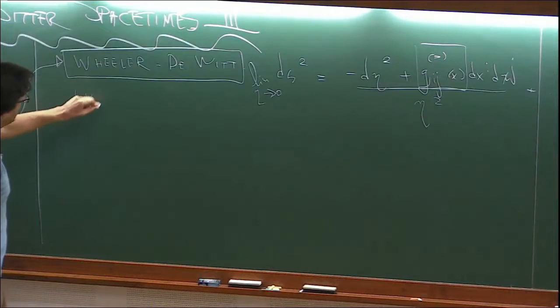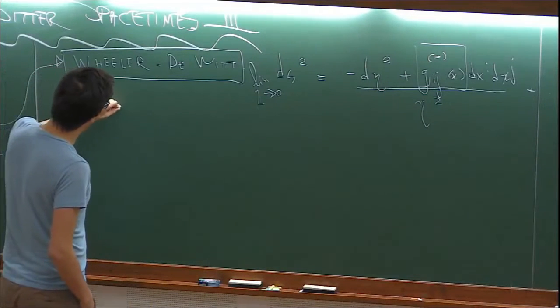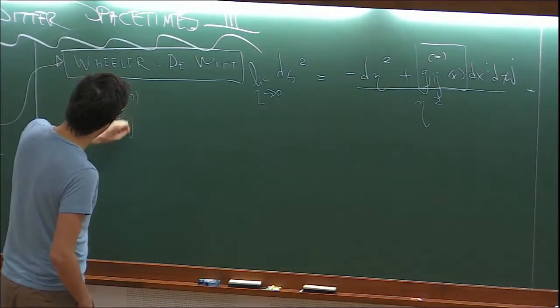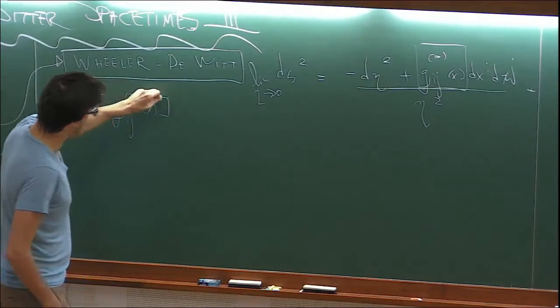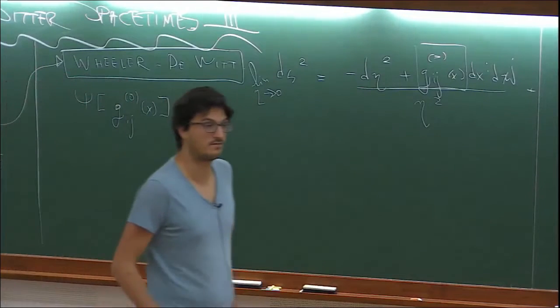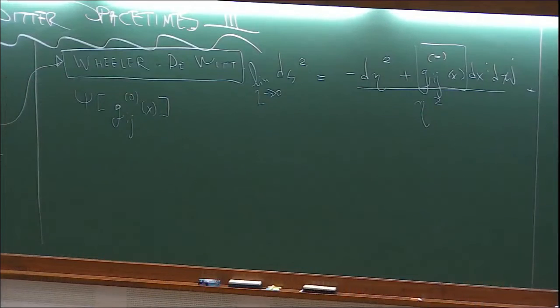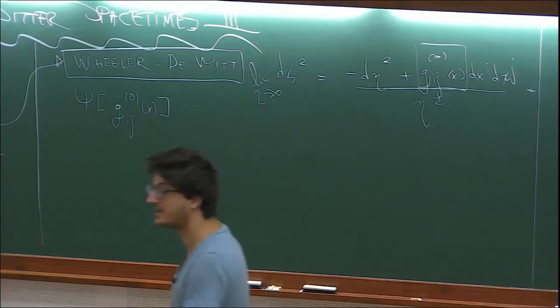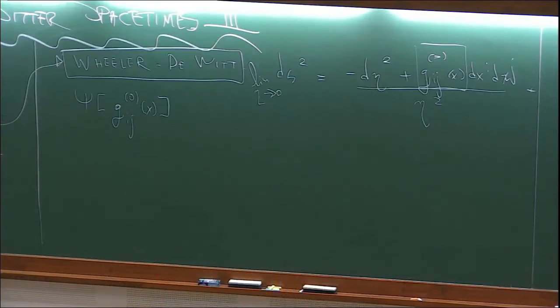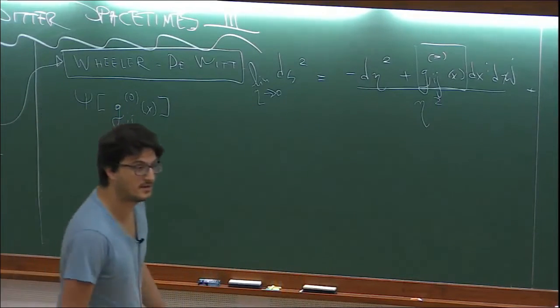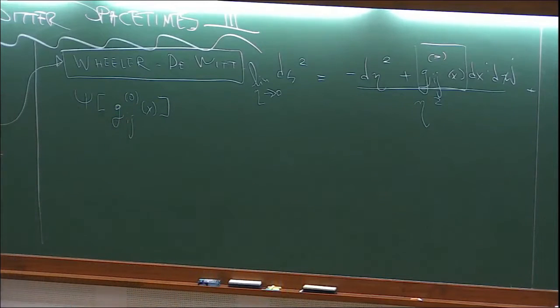So now we imagine that we have functionals, non-local in general, of this 3 geometry, and we'd like to understand what constraints they have to satisfy in order for them to be part of the Wheeler-DeWitt Hilbert space. One of them we can sort of guess.